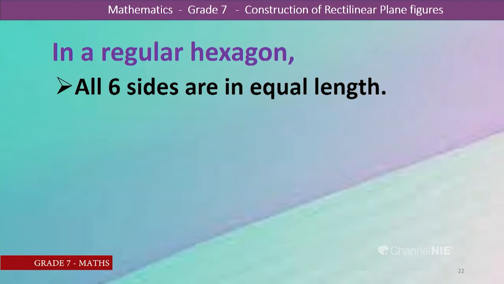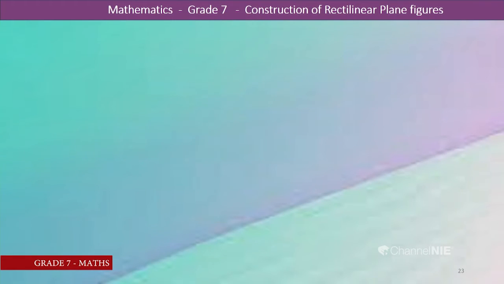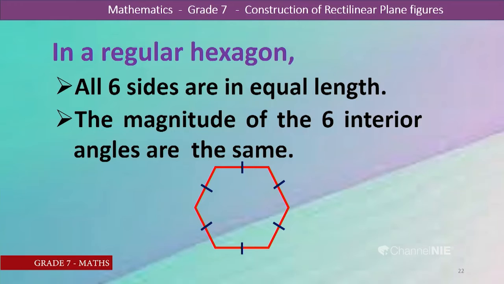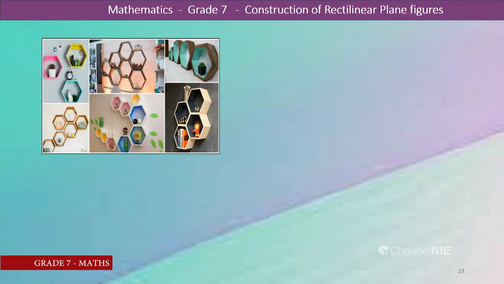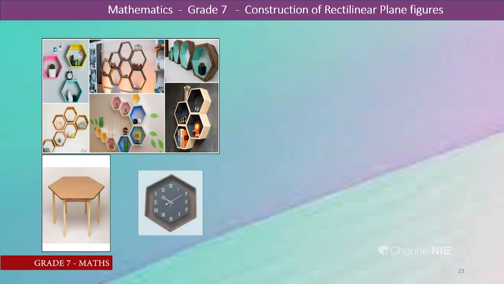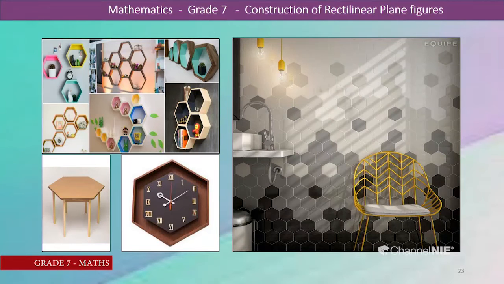In a regular hexagon, we know that all 6 sides are equal. The magnitude of the 6 interior angles are the same. And here, I have shown you a regular hexagon. Right. We will quickly have a look at some regular hexagons that you have seen in your day-to-day life. Here, once again, wall hangers, clocks, tables and wall tiles.